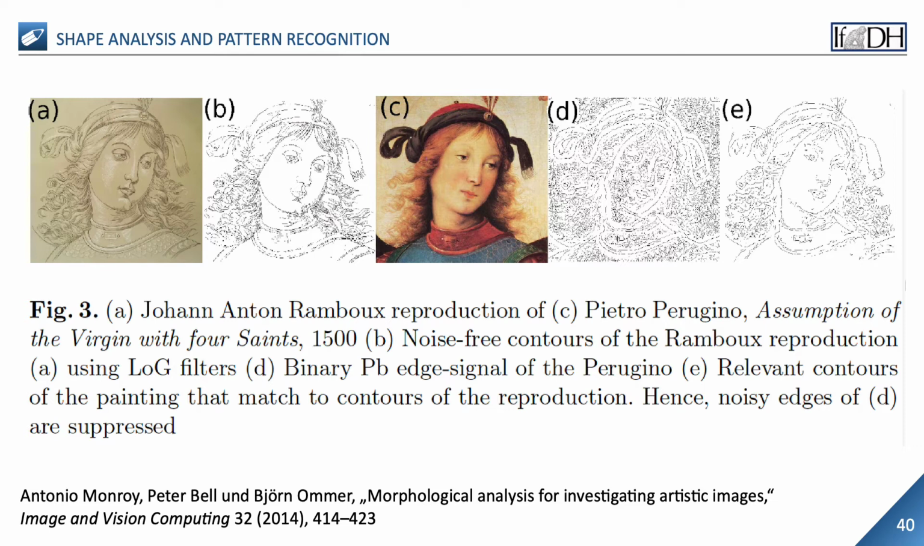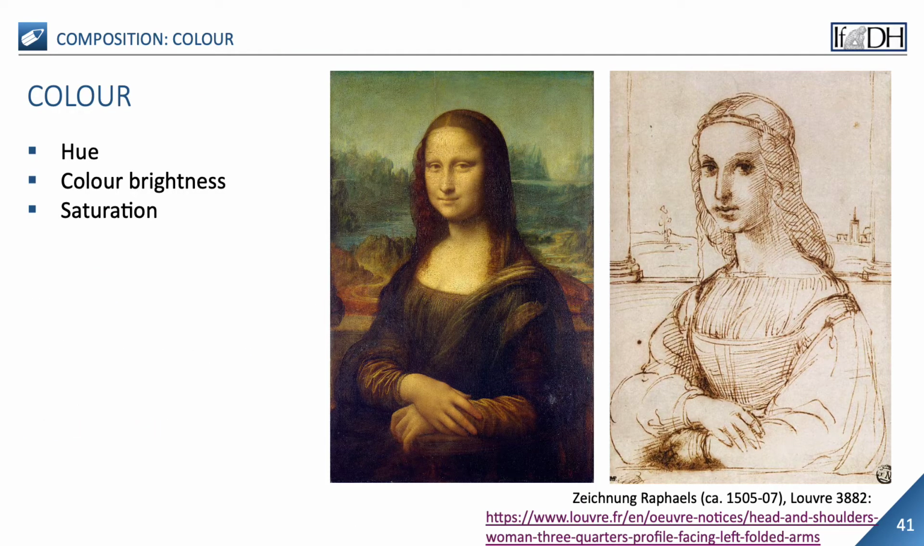Omar and Bell therefore came up with the idea of using a tracing made by Johann Anton Ramboux to extract the appropriate features from the painting for an automatic similarity search. The painterly effect of a painting thus arises particularly through the use of color. The three features of a color perceived by humans as fundamental include hue, color brightness, and saturation.